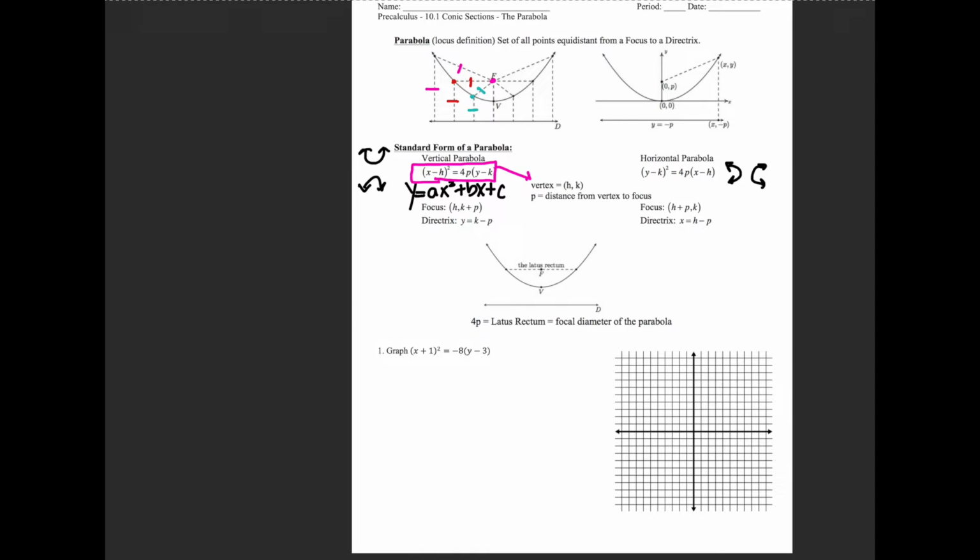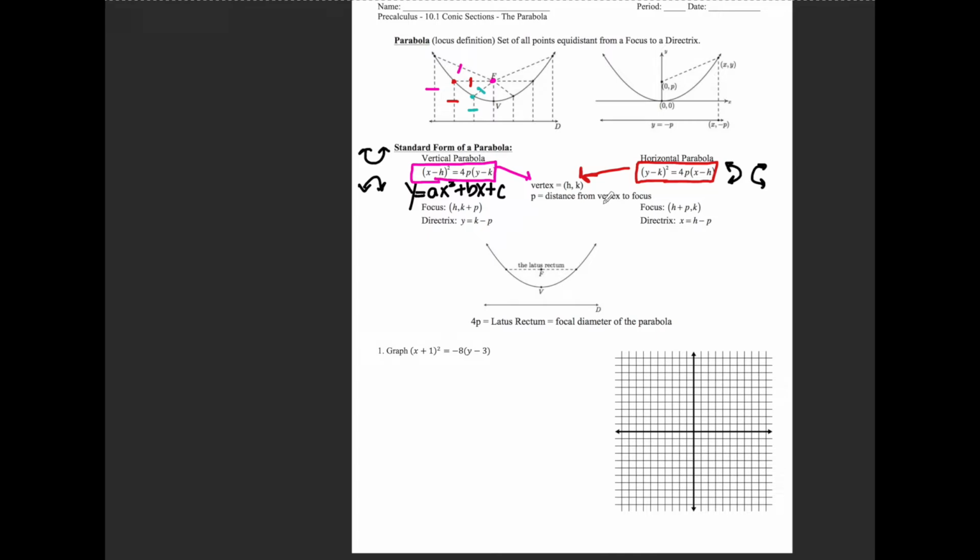The same applies for a y squared parabola. For these parabolas, I have y minus k squared equals 4p times x minus h. (h, k) is still the vertex of the parabola, and p still represents the distance from the vertex to the focus. The difference, however, is how we find the focus and the directrix. The focus for a y squared is (h plus p, k), and the directrix is the line x equals h minus p. So again, for the y squared ones, our goal is to get the equation to look like this in order to pull out h, k, and p so that we can find the focus and directrix and then graph from there.